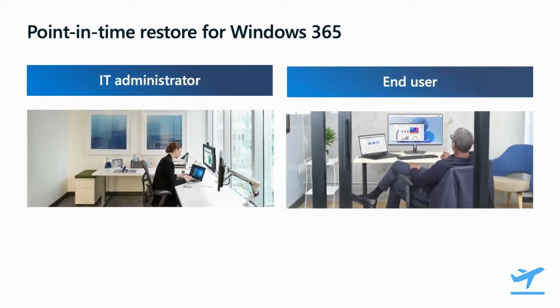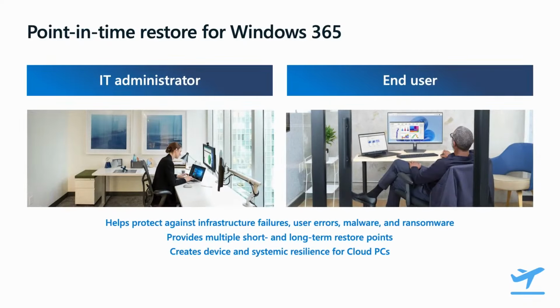A couple more words on point-in-time restore. As I mentioned, we keep short and long-term snapshots. You can take up to 10 restore points and have them taken every 4, 6, 8, 12, 16, or 24 hours, configurable by the admin in Intune. In addition, the service also takes 4 additional restore points every 7 days. Each one of these 14 snapshots can be used to restore a Cloud PC individually or multiple Cloud PCs via bulk actions.